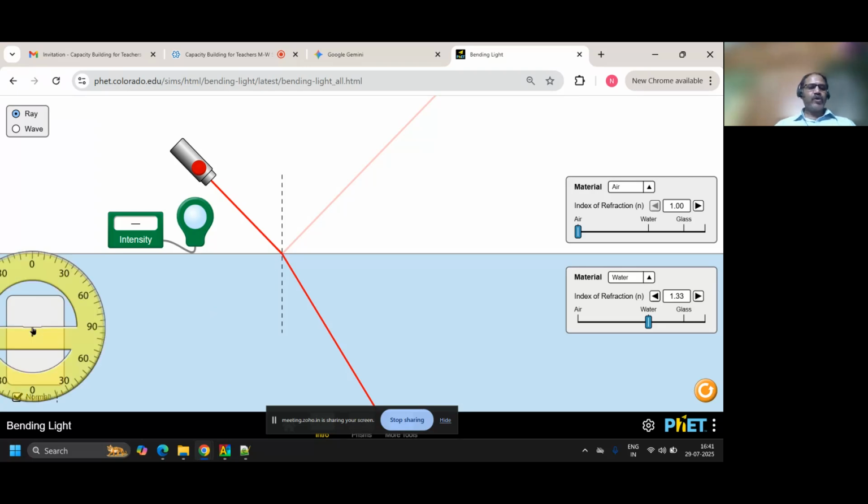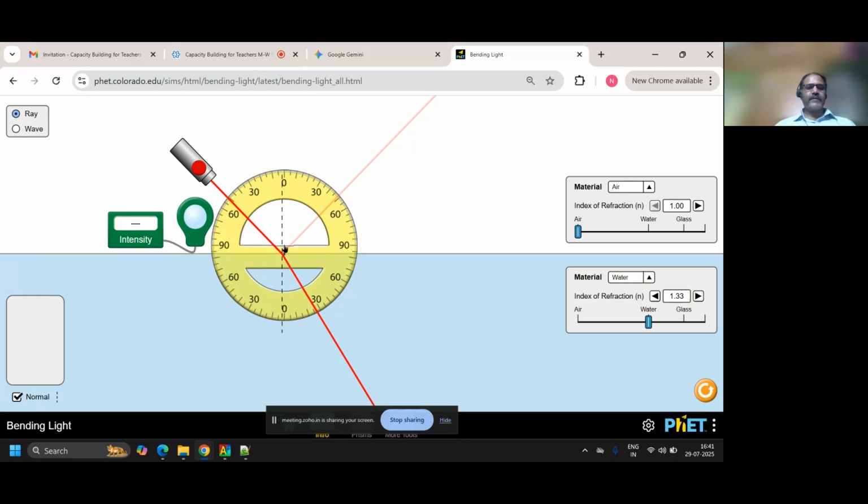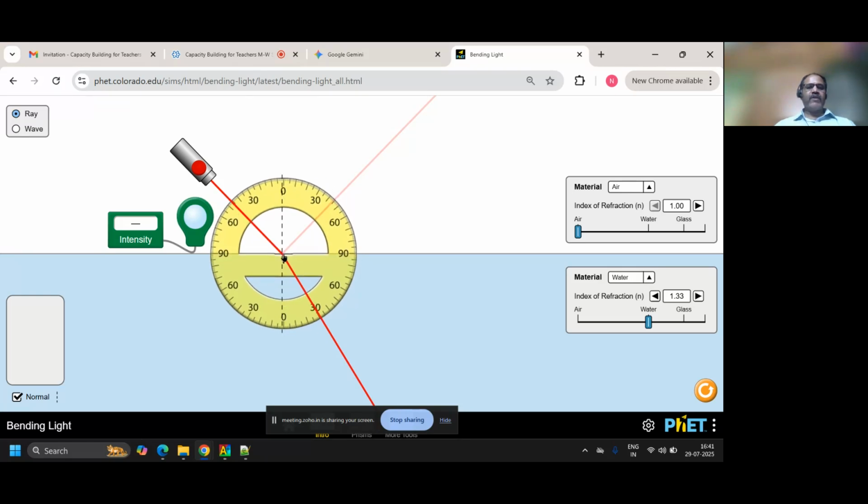Now I can also show, I can take a protractor over here, right? Now you can see what the angle of incidence is, what the angle of reflection is, what the angle of refraction is. All these things we can measure, correct? So you can ask the students. Now you can also measure. Now they have given the 0 right here. So it is almost 45. This is also 45, whereas this angle is 30.